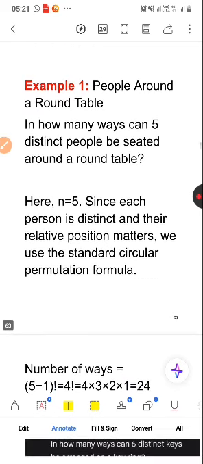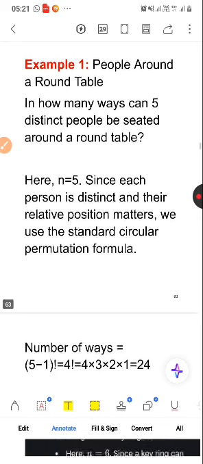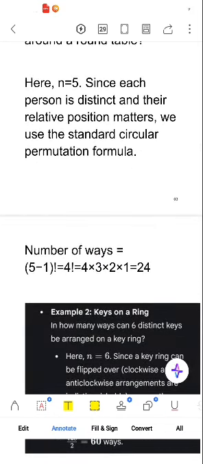So here we have the total number to be equal to 5. Since each person is distinct, please, it's very important. Each person is distinct, is different, and their relative positions matter. We use the standard circular permutation formula. That is what we stated. So this is the formula to use.